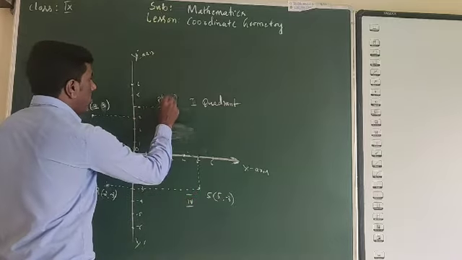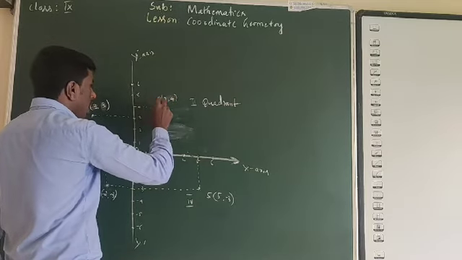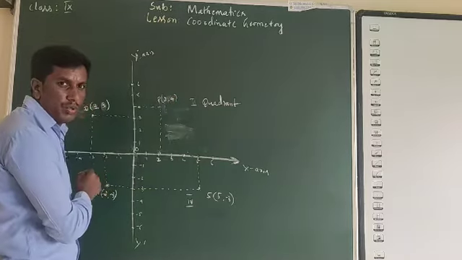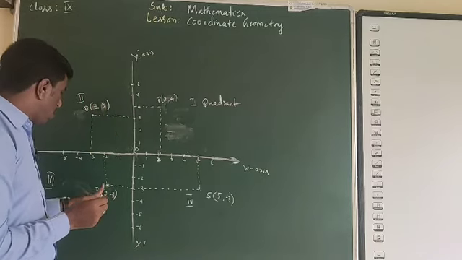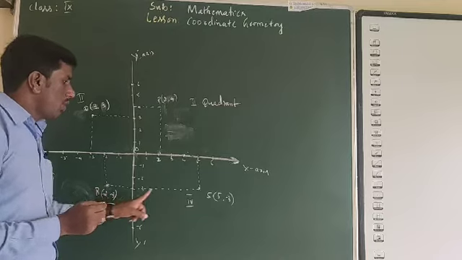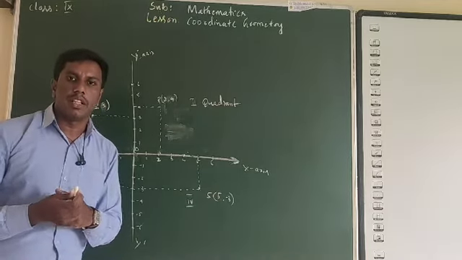We can observe the sign of both the x and y coordinates, that is, the abscissa and the ordinate. Here both are positive. Here you can observe that x is negative, y is positive. Here both are negative. Here x is positive, y is negative. Why is it like this?